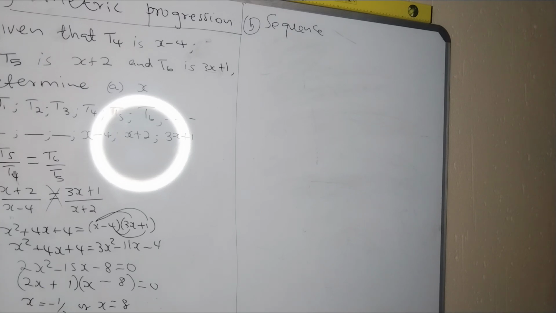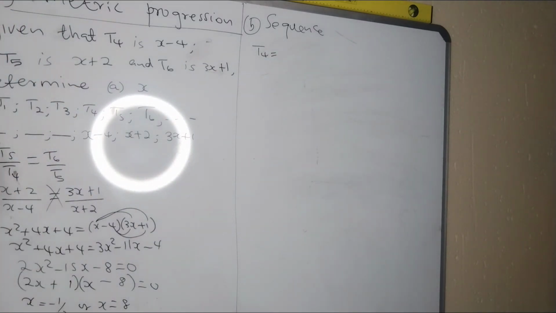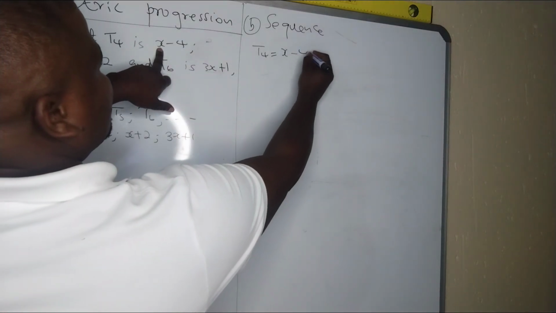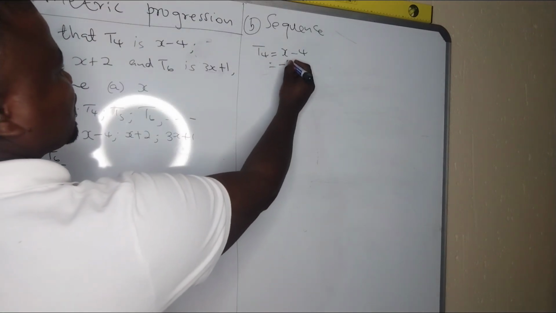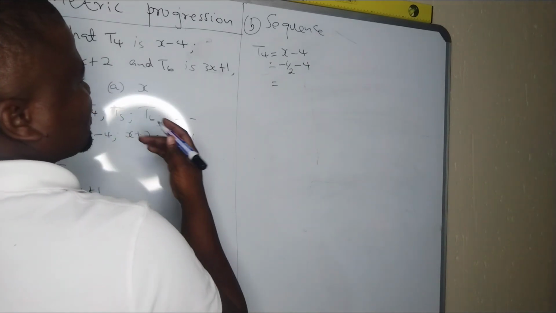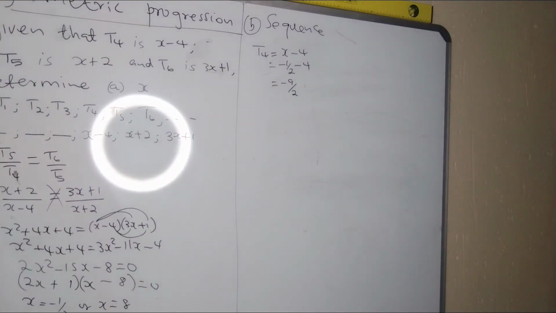Now when you look at this, you can take any term here. If you look at term number 4, for example, in the sequence it is x minus 4. So you can substitute the value of x. Let's say you substitute negative half. This is negative 1 over 2 minus 4. The answer is going to be negative 9 over 2. You just use the calculator.